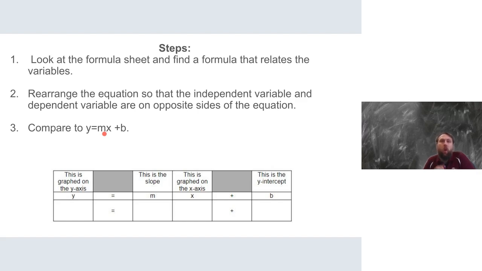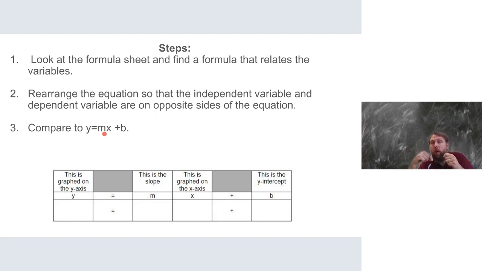Step number 1, look at your formula sheet and find the formula that relates your different variables. Step 2, you want to rearrange that equation, and sometimes you don't need to. Sometimes you can skip step 2 if it's already in the right order. But you will often need to rearrange the equation so your independent and dependent variables, those 2 variables you're relating, are on opposite sides of the equal sign.